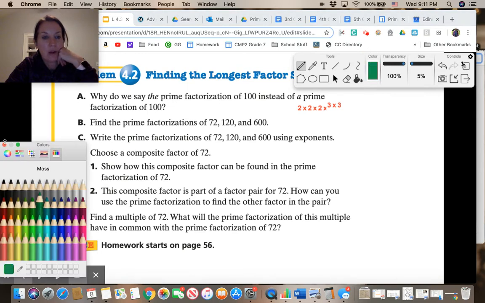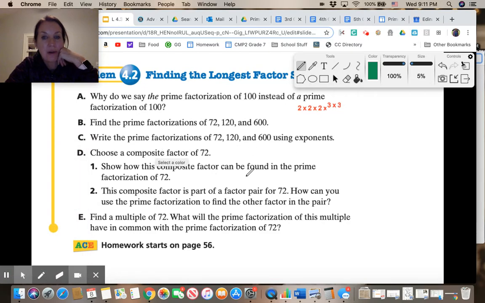So what do we do with that? We find one of the composite factors of 72. I'm going to choose 9. If I choose 9, how do I find 9 in the prime factorization of 72? Well, I see 3 times 3 is 9. So here I would write 9 equals 3 times 3. Sorry for my bad handwriting. I have a mouse on order, but I'm just using my touchpad and it's kind of hard to write with.